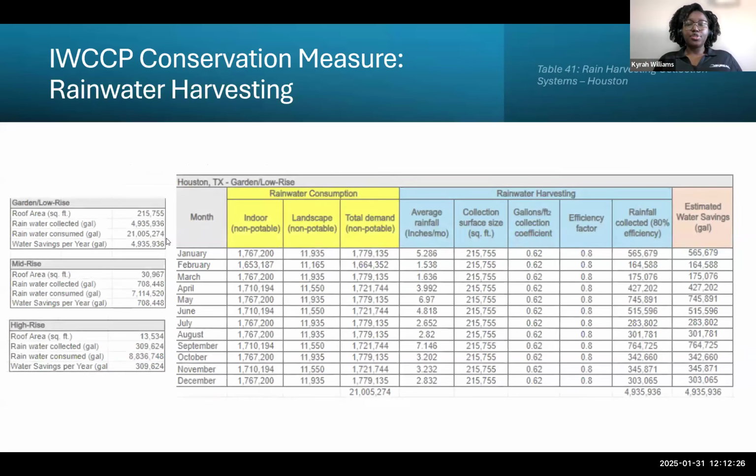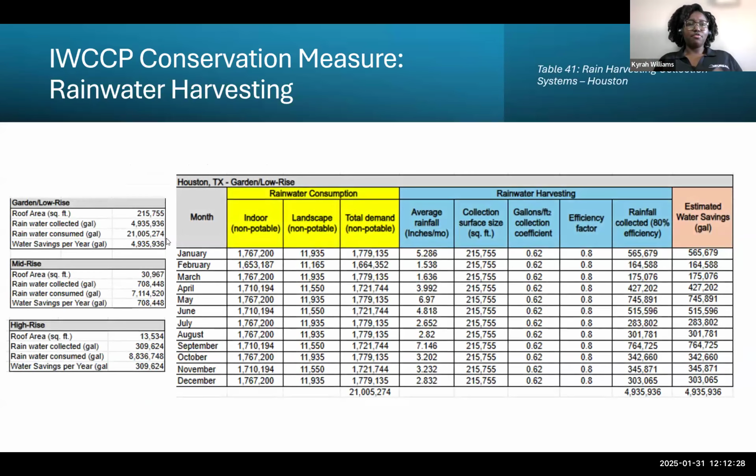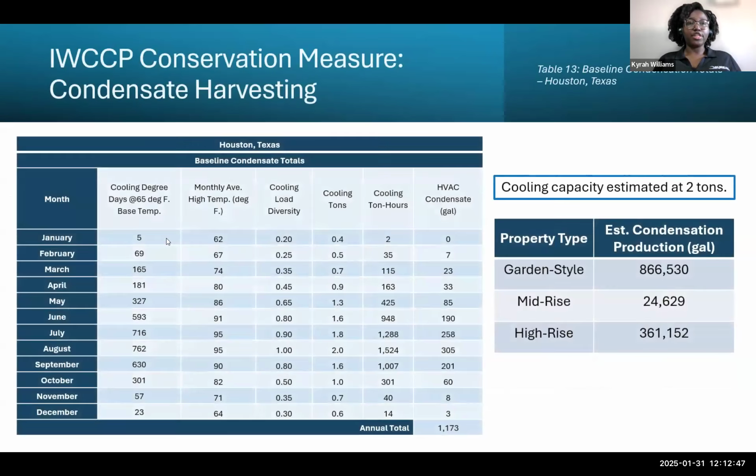So moving forward, I had to still do the calculations for the rainwater harvesting. As seen on the screen, you see that we focus on the indoor and landscaping non-potable consumption and what we're actually able to harvest. These calculations were also performed for each of the building typologies. But I'll go ahead and move forward into the next conservation measure.